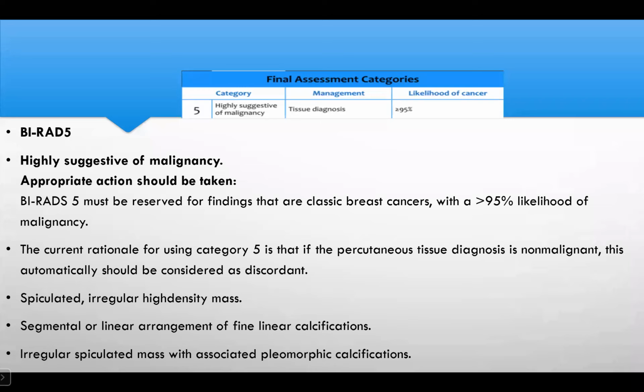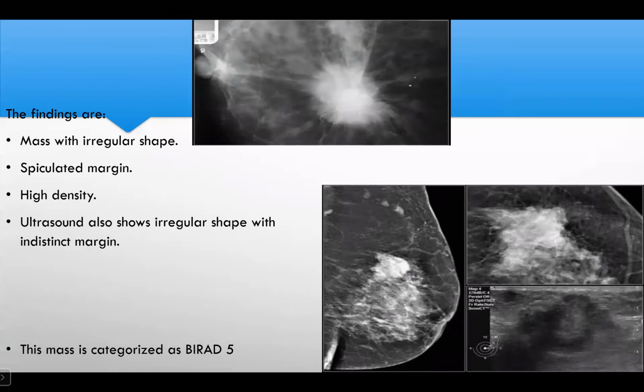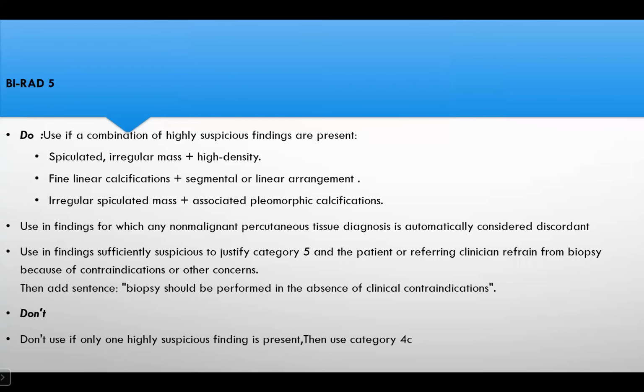The findings given BI-RADS 5 are a spiculated irregular high-density mass, segmental or linear arrangement of fine linear calcification, and an irregular spiculated mass with associated pleomorphic calcification. As we are seeing in this mammogram, the characteristic appearance of malignancy: the mass with irregular shape, spiculated margin, high density. The ultrasound shows irregular shape with indistinct margin, so it's given BI-RADS 5.